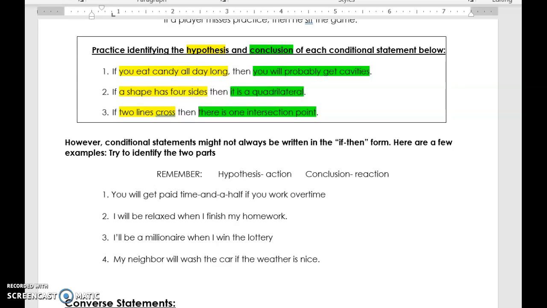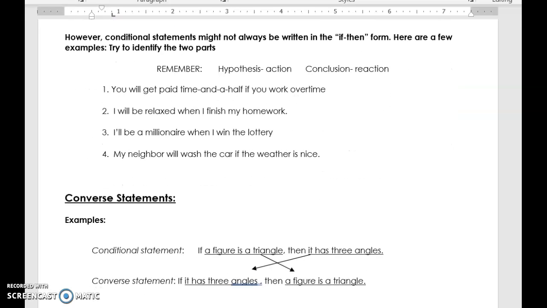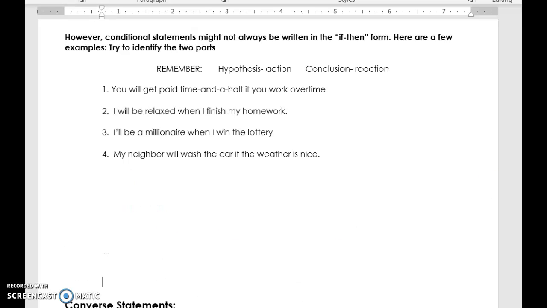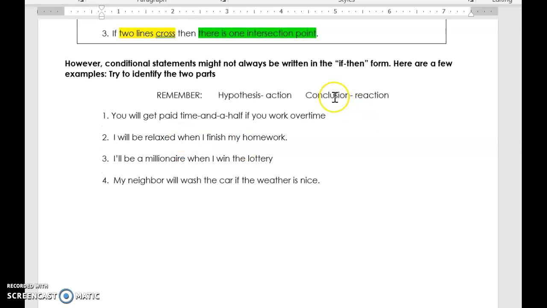Sometimes they're not. So you have to remember that idea that your hypothesis is the action, right? It is what is going on first. And the conclusion is the reaction. So here, let's take a look at the very first one. You will get paid time and a half if you work overtime.